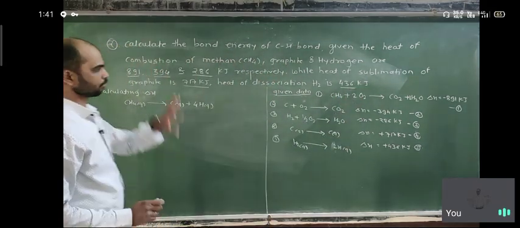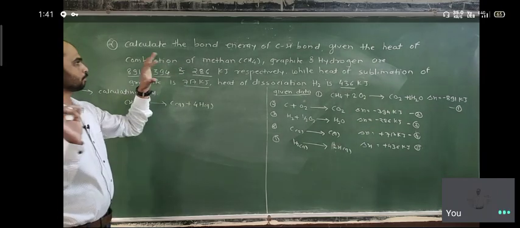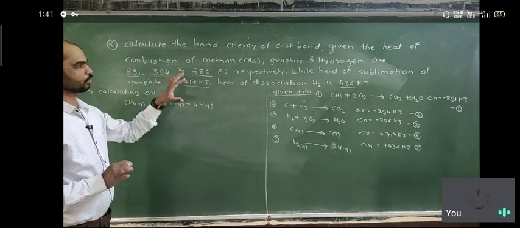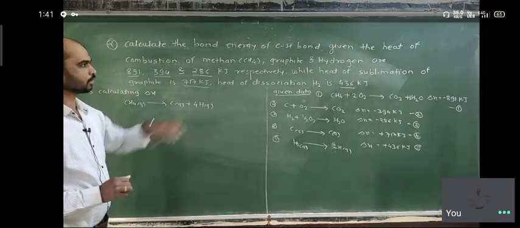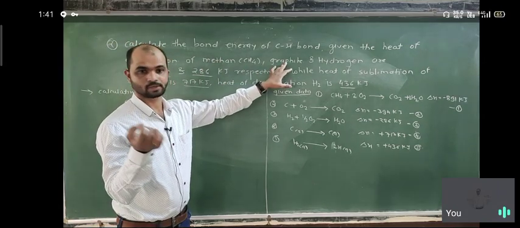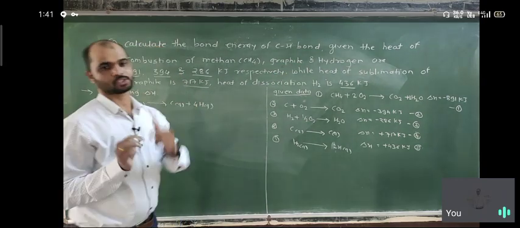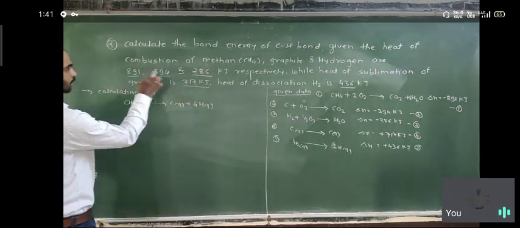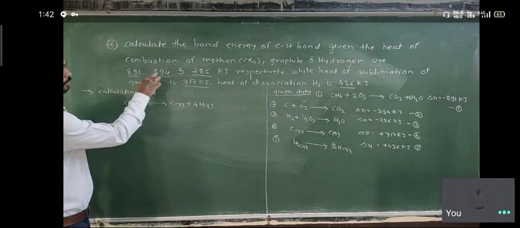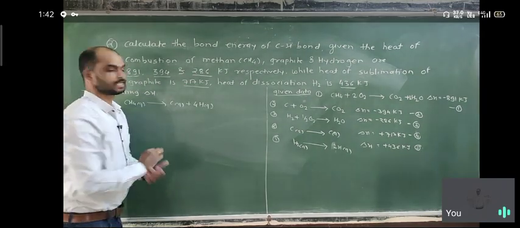Basically, what is the meaning of the given problem? In the problem, they ask to calculate the bond energy of the CH bond of the methane molecule. Methane molecule itself undergoes a combustion reaction. Graphite means carbon. It is represented as carbon because graphite is an allotrope of carbon. And the hydrogen molecule also goes into a combustion reaction. That time the combustion energy is given. Heat of combustion is given. For methane it is 891. For graphite it is 394. And for hydrogen it is 286.